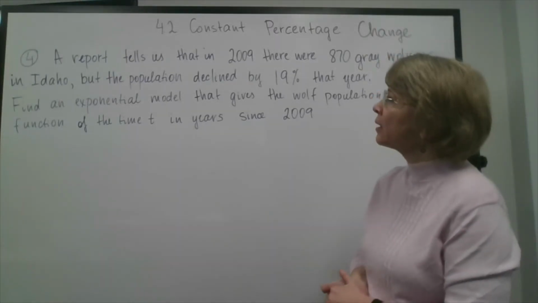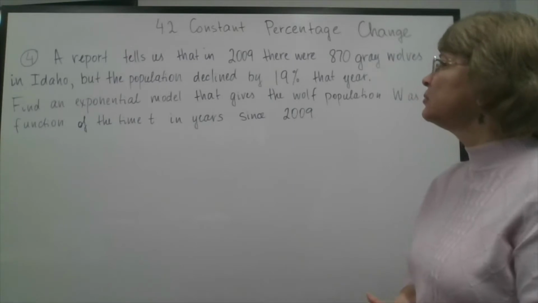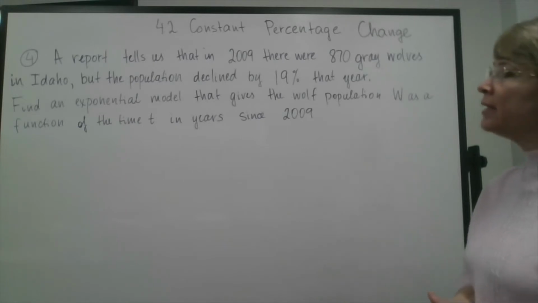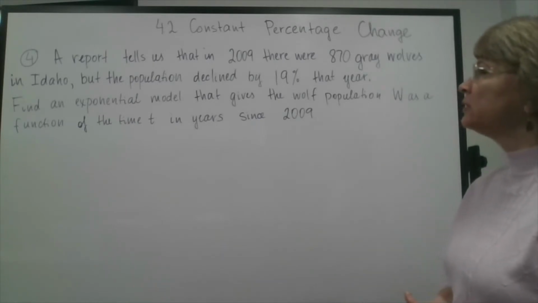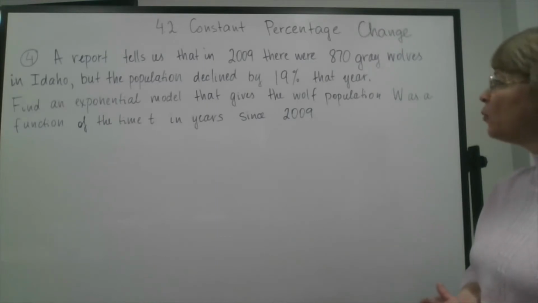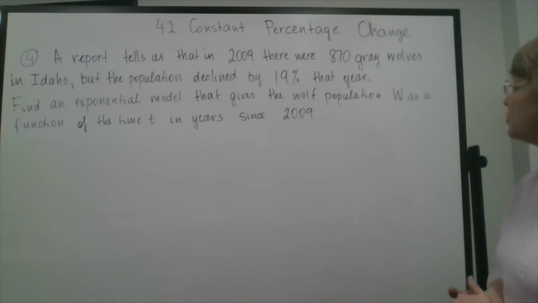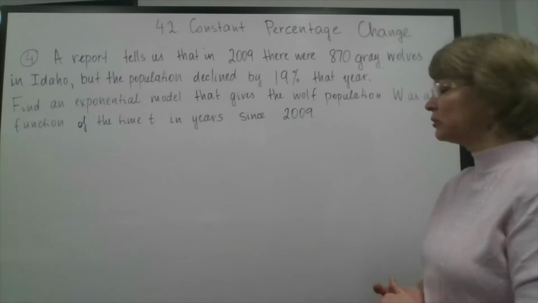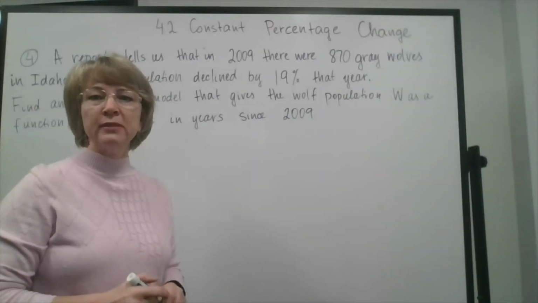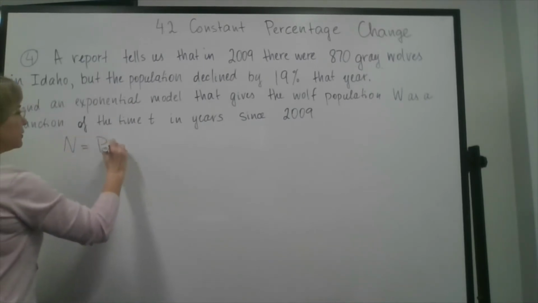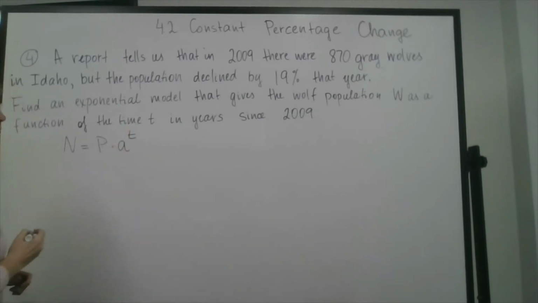One more example. A report tells us that in 2009 there were 870 gray wolves in Idaho, but the population declined by 19% that year. Find an exponential model that gives the wolf population W as a function of the time t in years since 2009. We will start with the equation N is equal to P times A to the T power.